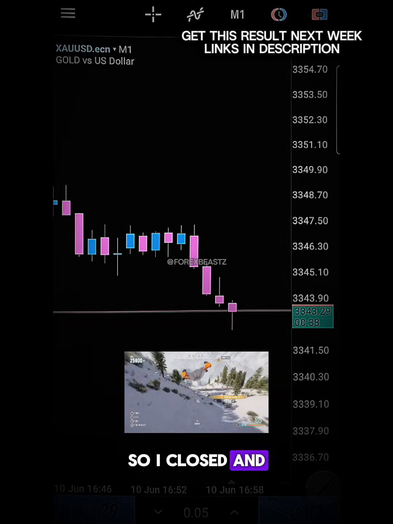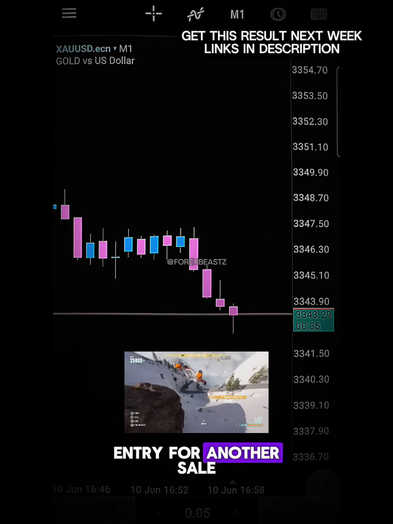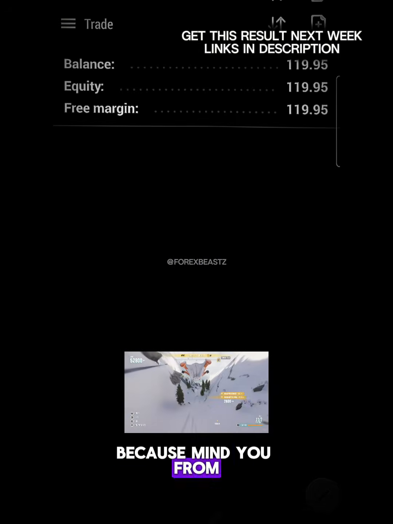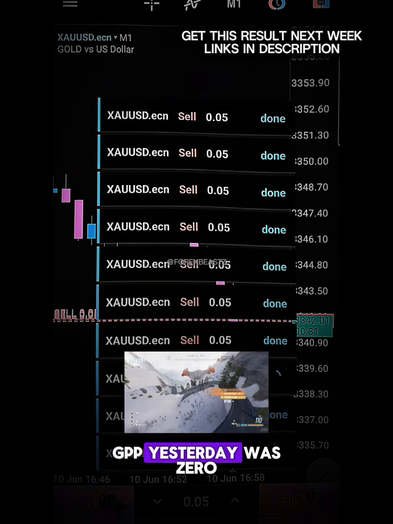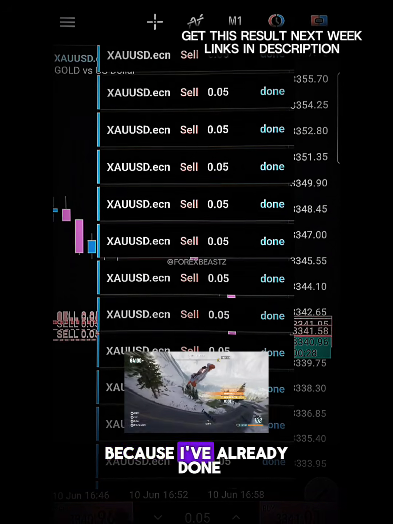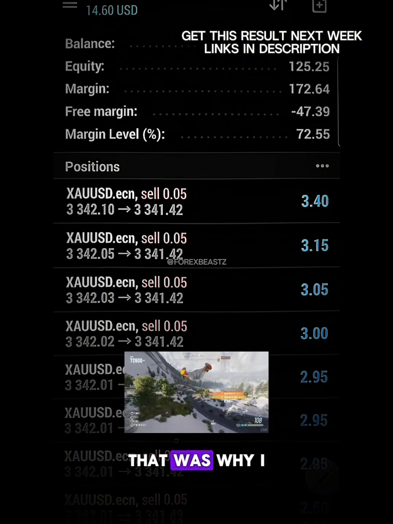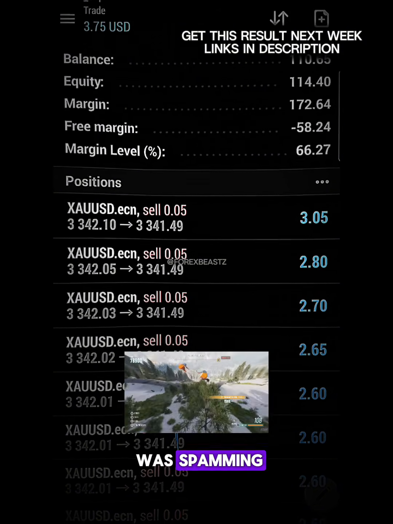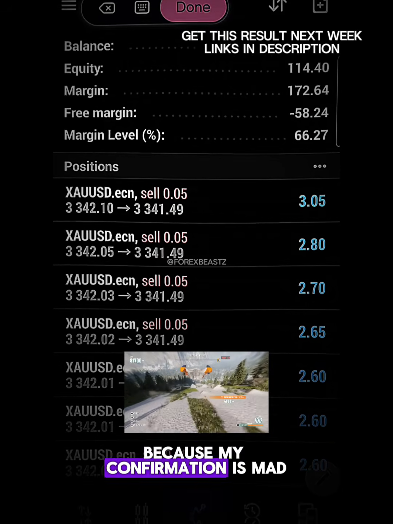So I closed, and then on the next trade I spotted a good entry for another sell, because mind you, from the beginning of this video my total bias on GBP/USD was sell. So on the go-to it is sell, because I've already done my top down analysis, and I know for a fact that this stuff is going to drop. That was how I was spamming. Look at how I was spamming, like, I was spamming without fear, because my confirmation is mad.